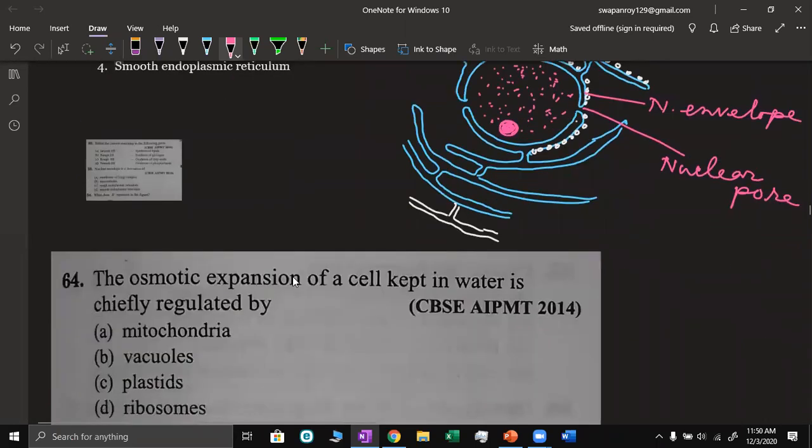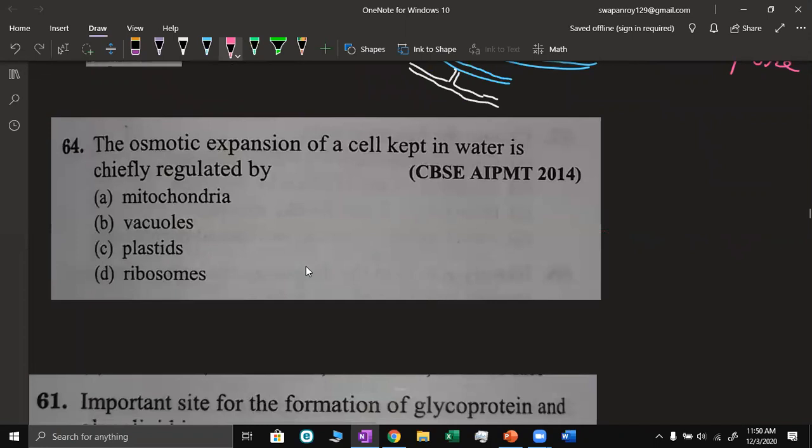Next question, let us see this question. This also came in 2014 CBSE PMT. The osmotic expansion of a cell kept in water is chiefly regulated by mitochondria, vacuoles, plastid, or ribosome. Which one? Vacuoles. When the cell is kept in pure water, what will happen?